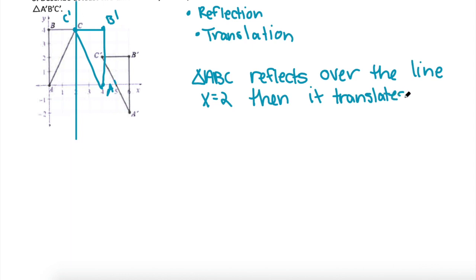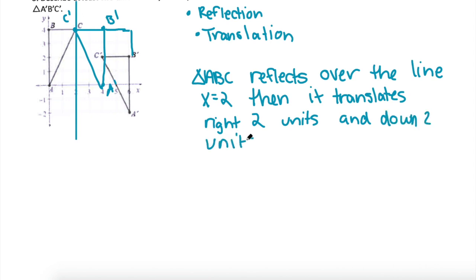It translates, and let's see by how much. It translates to the right. It went to the right. It goes from 4 to 6, so right 2 units, and it goes down from 4 to 2, and down 2 units. Now this is not the only transformation we could have come up with here. So you maybe have noticed a different one, but let's go ahead and look at one more together.